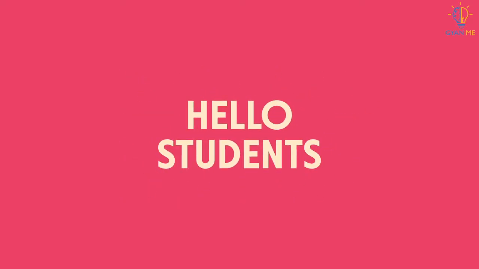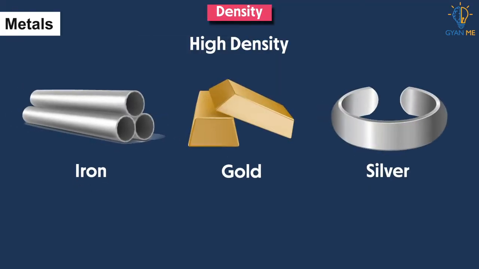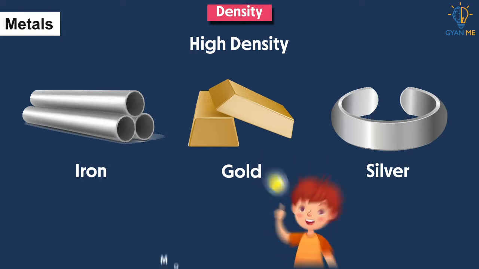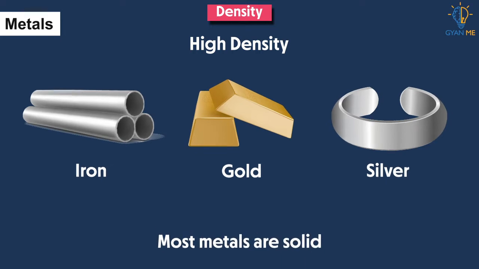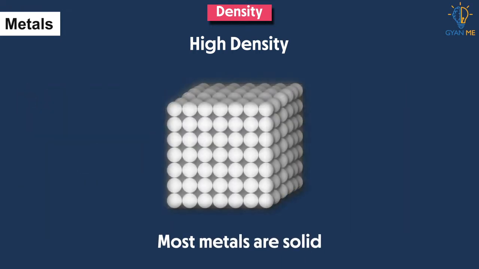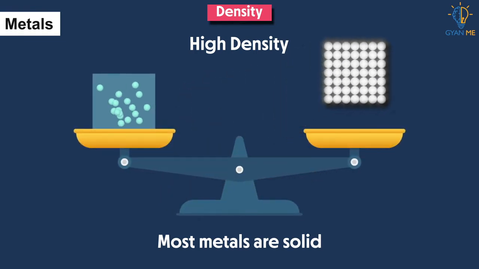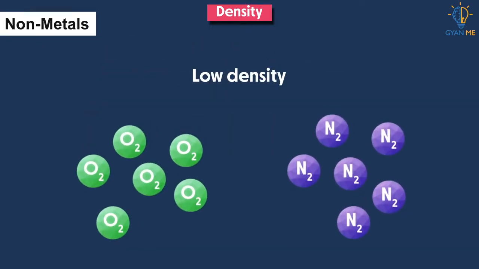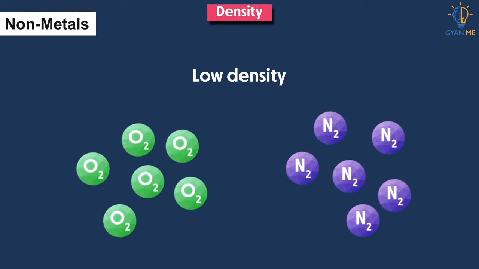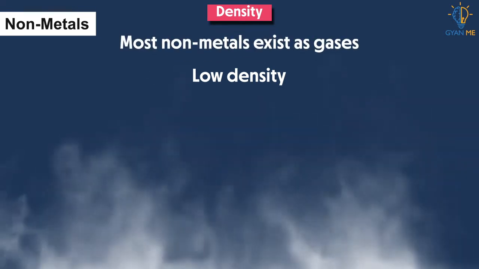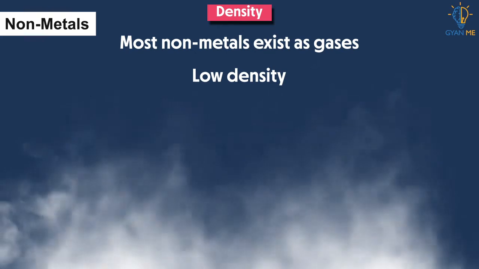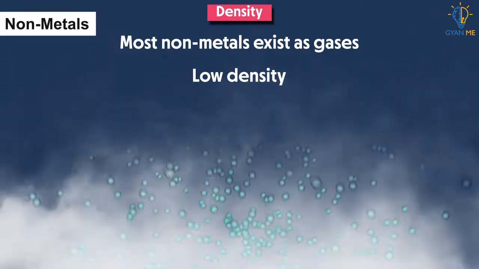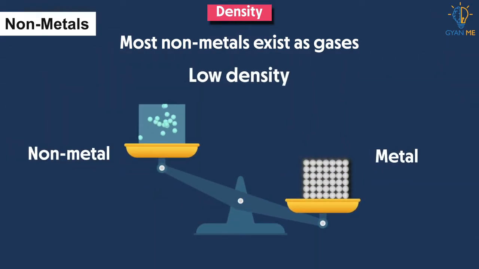Hello students. Metals generally have high density. Do you know why? Recall that most of the metals are solid in state and hence their atoms are tightly packed with each other, which results in their high density, while non-metals have low density because most of the non-metals exist as gases. So, their atoms are distantly packed or are far away from each other. As a result, their densities are low.